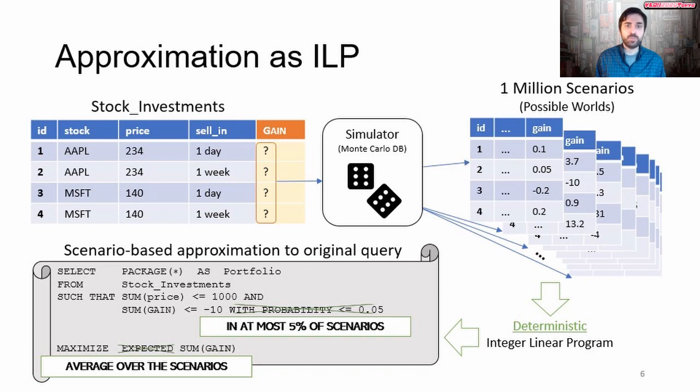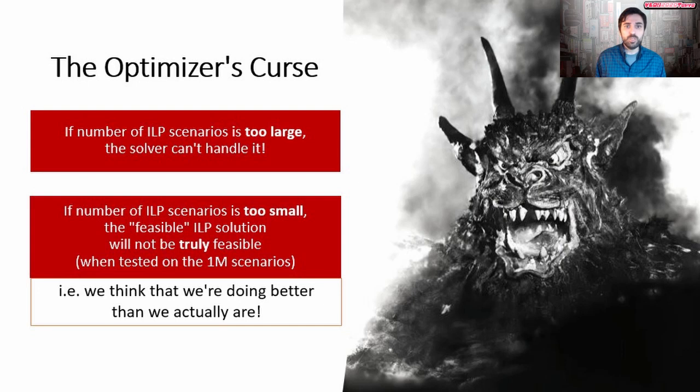Of course, it's impossible to construct an ILP containing millions of scenarios. We can only construct ILPs with many fewer ones, but there is a very unpleasant trade-off here. If we use too many scenarios, the solver can't handle them. If we use too few, the solver doesn't have enough information to judge the true feasibility of the solutions, and it will produce results that are in reality infeasible, meaning our portfolios will be too risky. To solve this issue, the system implements two algorithms, a naive state-of-the-art approach and our better approach called summary search, which appeared in SIGMOD this year.